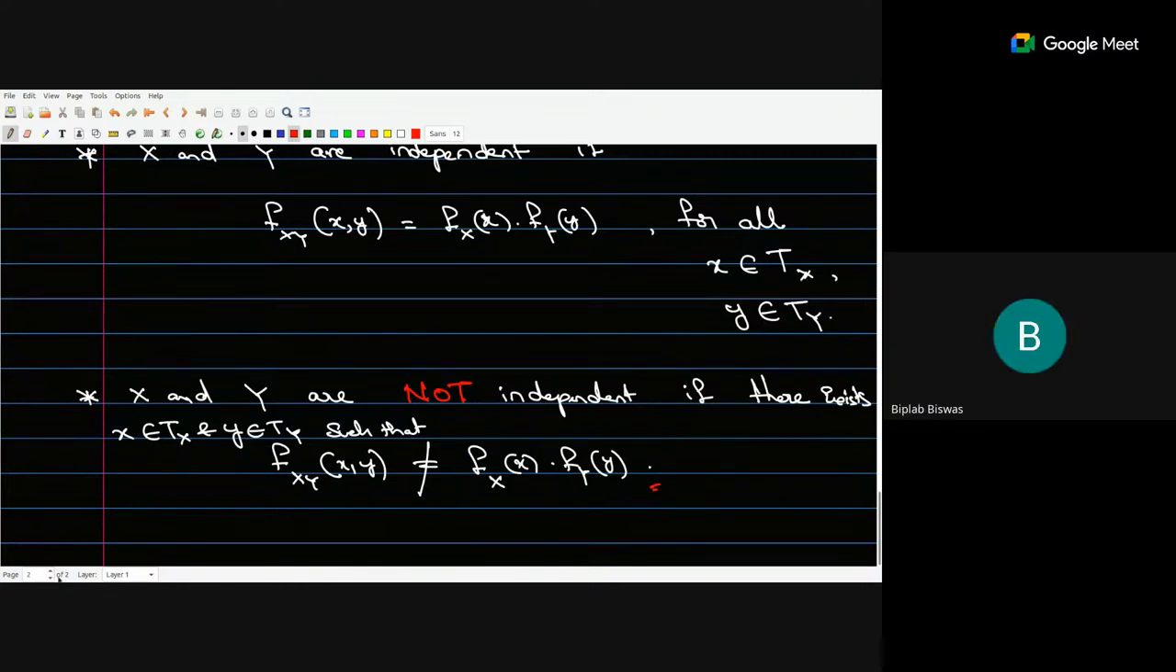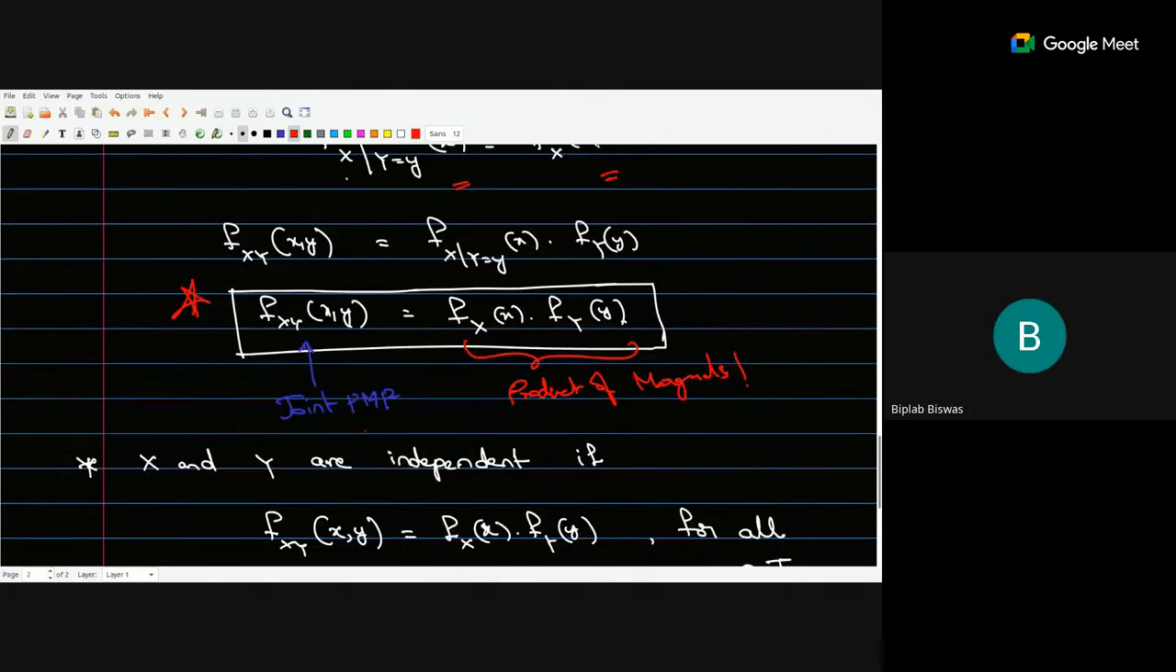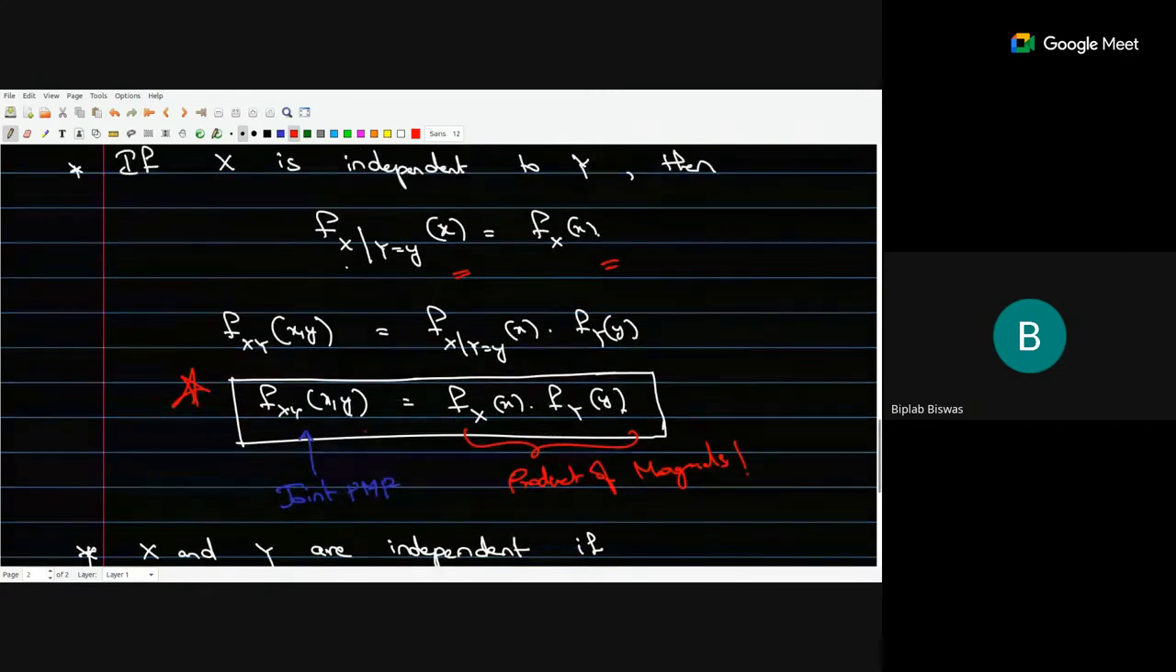Yes, sir. When you started writing the formula, you mentioned that joint PMF is equal to conditional PMF times marginal PMF, and then we reached the independent case. Is that the reason we take the conditional PMF completely out of the formula, so that we say joint PMF is equal to the product of marginals?